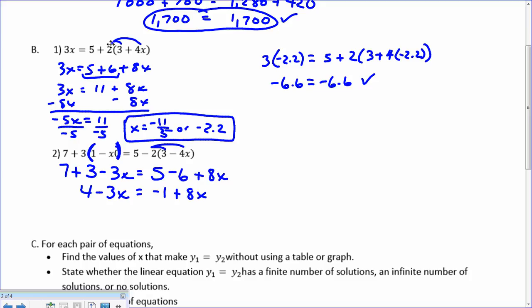Oh, 7 plus 3 is 10. You're right. 7 plus 3 is 10. At least you're paying attention. You're not talking to each other, but you're paying attention, so okay.